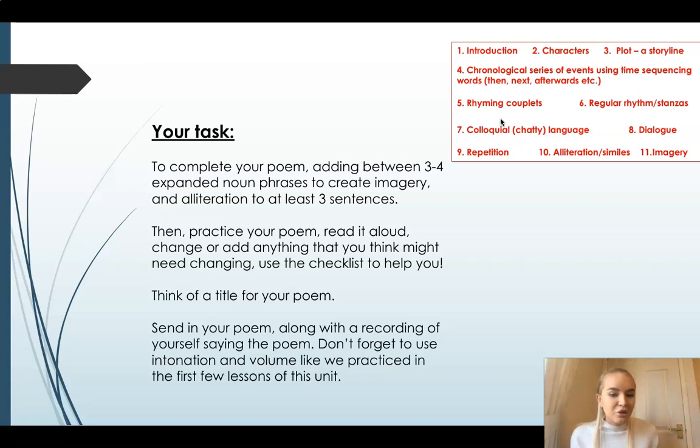Then practice your poem, read it out loud, tell your family members, tell your friends if you can, if they're with you, or you can call them online or something like on Zoom. Change or add anything that you think might need changing. This checklist will be included in your resources so you can see if you need to change anything. Then, the most important thing, think of a title for your poem. What are you going to call it? What's going to be interesting? Then, when you've done all of those 3 things, send in your poem and a recording of yourself saying the poem. Don't forget to use intonation and volume like we practiced in the first few lessons.